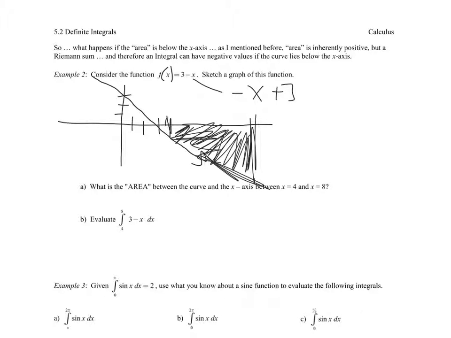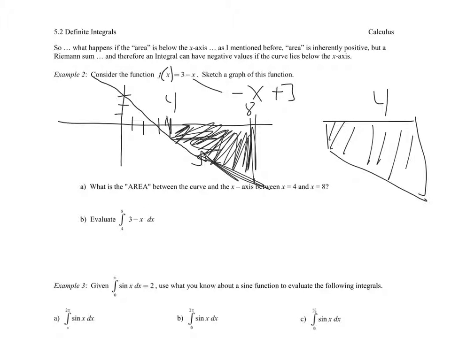So that's going to be a trapezoid. And so what we need to figure out is, let's see, we know that this is 4 to 8, so that's a distance of 4. That's the height of the trapezoid. Let's see, what do we got? We have the function 3 minus x. Well, if this is 4 and this is 8, 3 minus 4 is 1, so negative 1. And 3 minus 8 is negative 5.